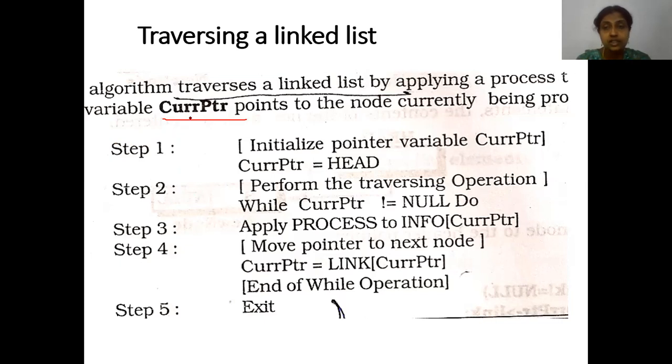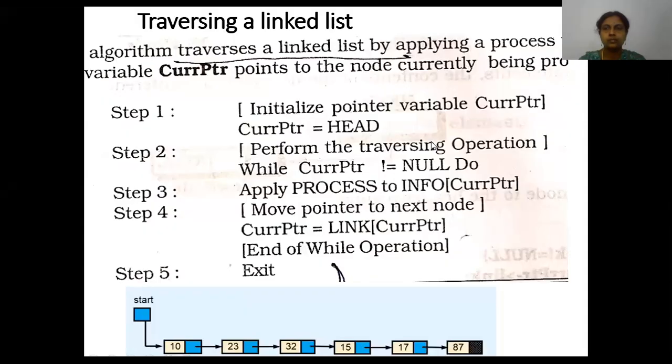So what is the logic? Traversing means visiting all the nodes at least once. To move around a linked list structure, we will take this example. Consider this is our linked list structure. This is the head node and these are the links we have. So what is traversing? Visiting all the nodes and displaying the values stored in the nodes, we call it traversing.